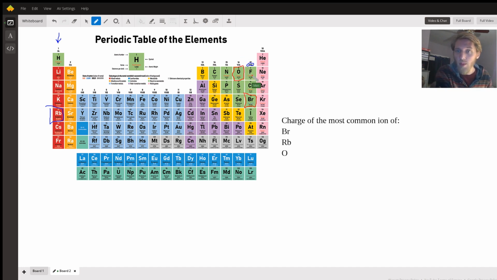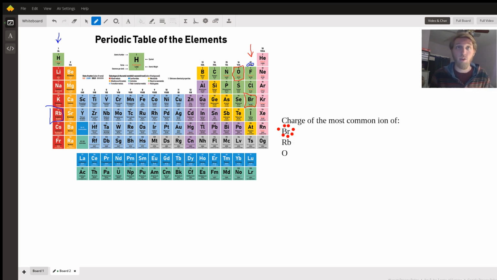So looking at bromine, bromine is here in group 7A. That means bromine has 7 valence electrons. We can draw the Lewis dot structure for bromine like this. 1, 2, 3, 4, 5, 6, 7. Sorry, that's a little askew there. So bromine already has 7 valence electrons.